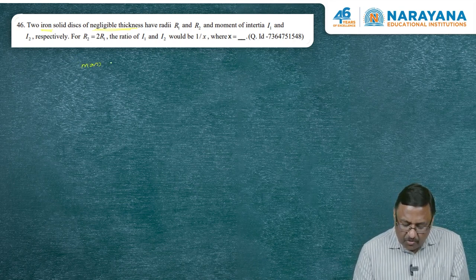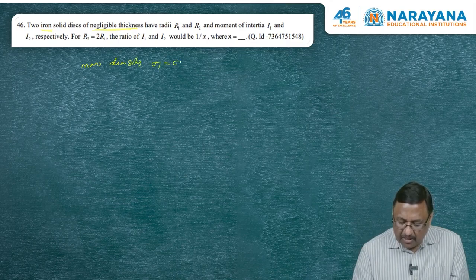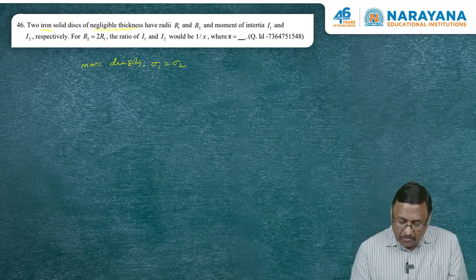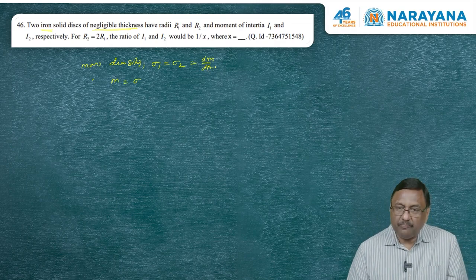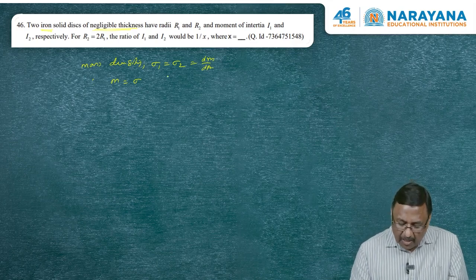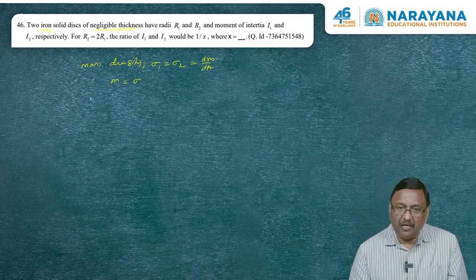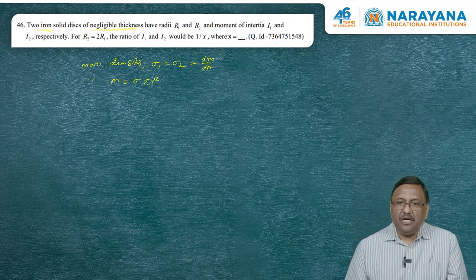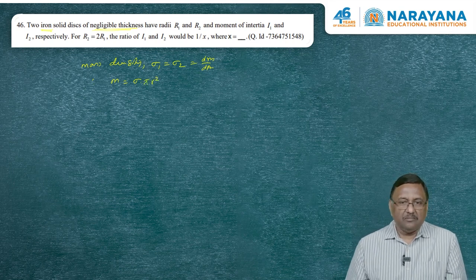If I write for the two spheres in the question, what he is saying is that mass density sigma 1 is equal to sigma 2. You can write now mass is equal to sigma into area, because sigma is nothing but mass per unit area. If I write dm upon A, sigma is constant, so I can write sigma into area. Area is nothing but pi r square. Here we are writing I1 and I2 as my moment of inertia.